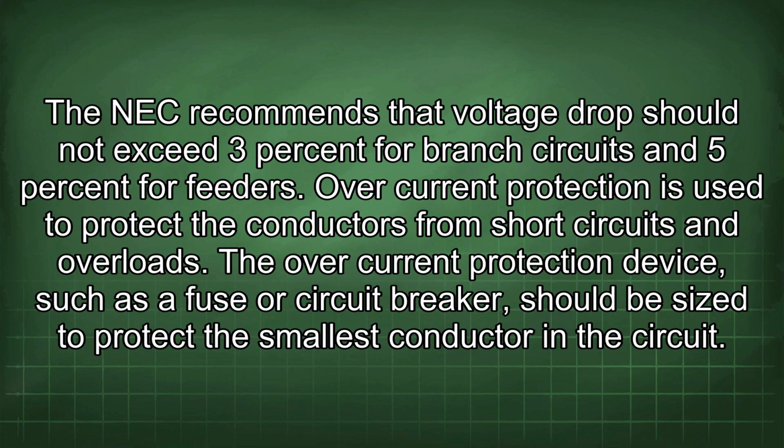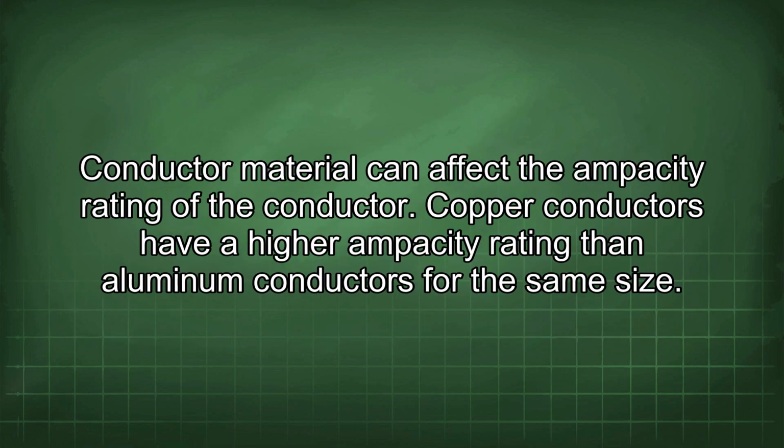Overcurrent protection is used to protect the conductors from short circuits and overloads. The overcurrent protection device, such as a fuse or circuit breaker, should be sized to protect the smallest conductor in the circuit. Conductor material can affect the ampacity rating of the conductor. Copper conductors have a higher ampacity rating than aluminum conductors for the same size.